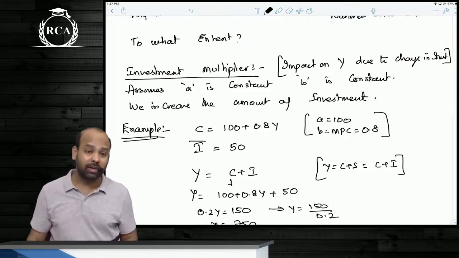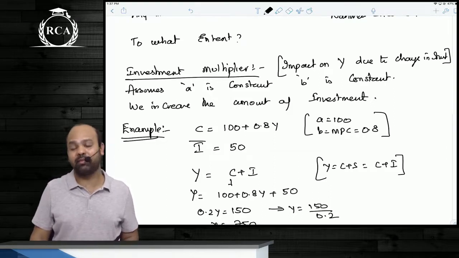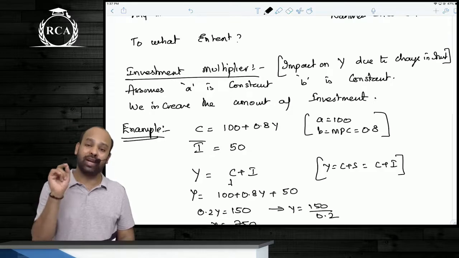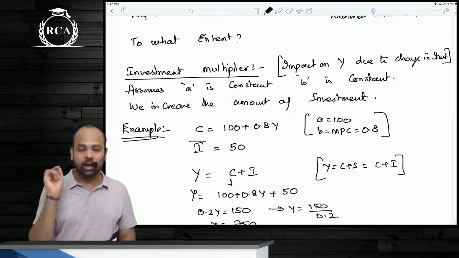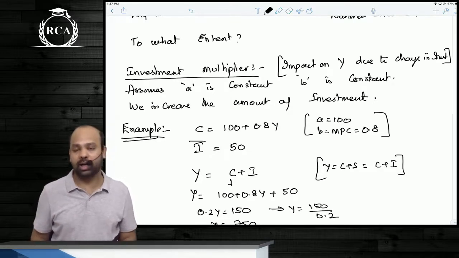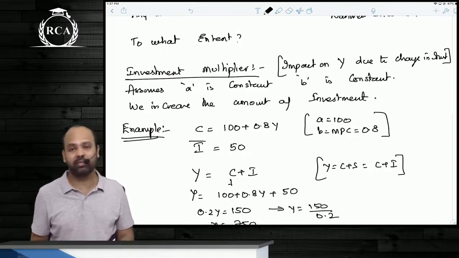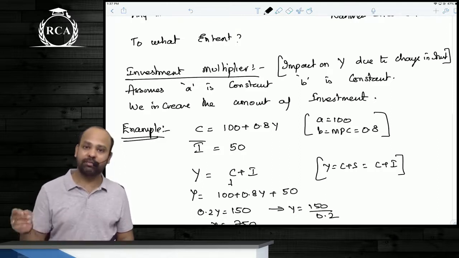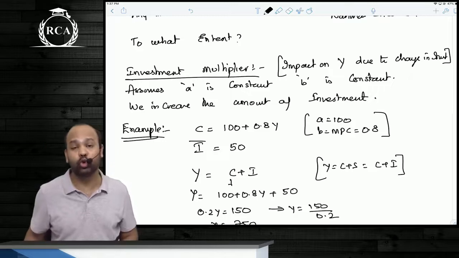So we write the multiplier effect as 1 divided by 1 minus MPC, that is, 1 divided by 1 minus B. The higher the value of MPC, the higher the multiplier. The lesser the value of MPC, the lesser the multiplier. I gave you different examples to show how you compute your investment multiplier.